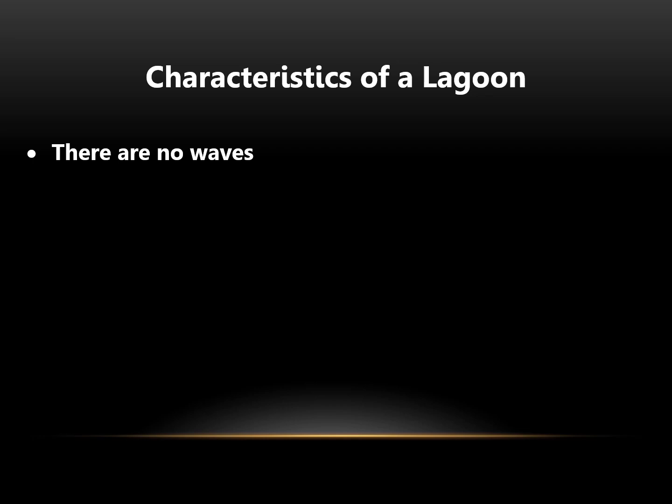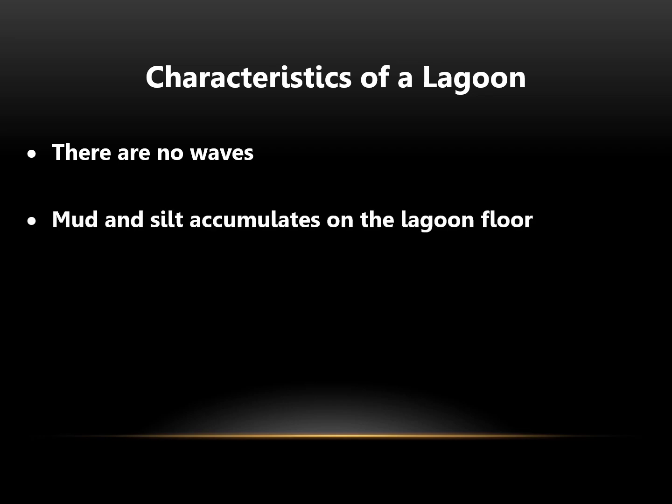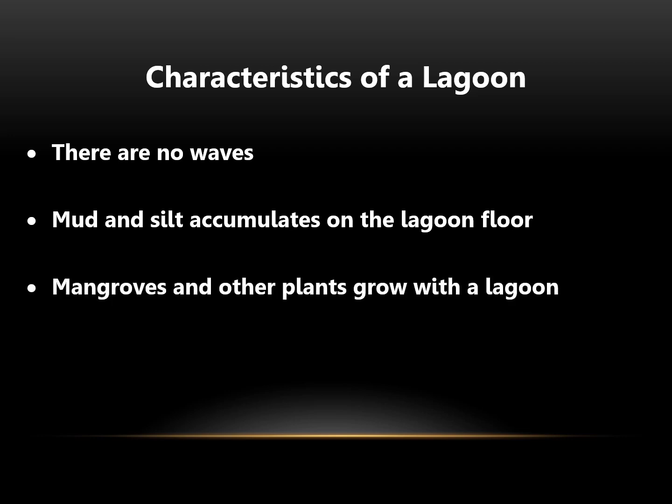For example, lagoons have no waves because it is sheltered by the bar. The water in the lagoon is not acted upon by the wind, so therefore there are no waves inside there. You tend to find mud flats, or lots of mud and silt accumulating within the lagoon and on the lagoon floor. Vegetation like mangrove is also prevalent, or should I say, major in this kind of environment.